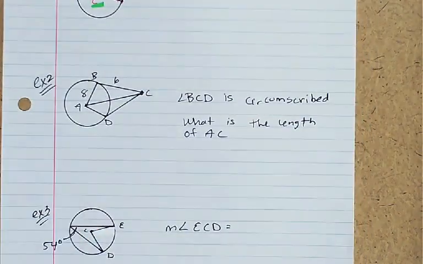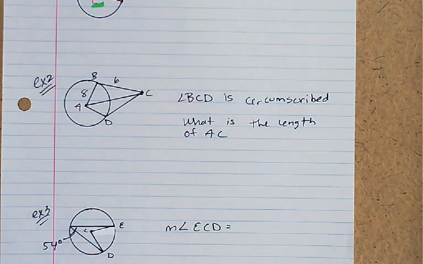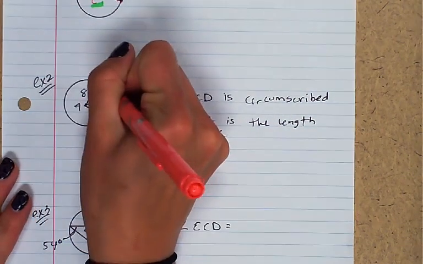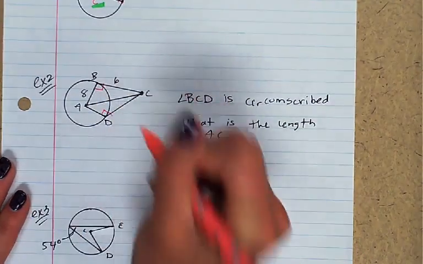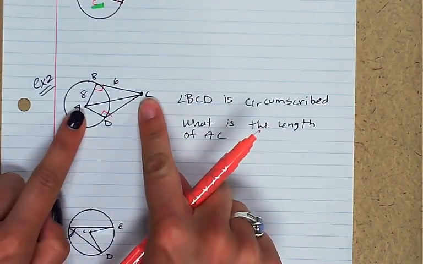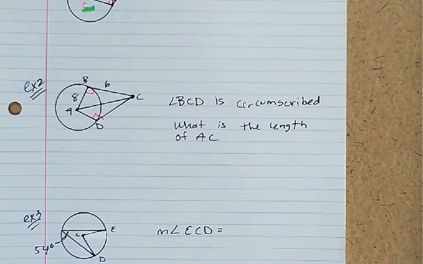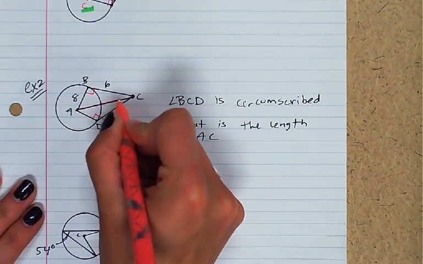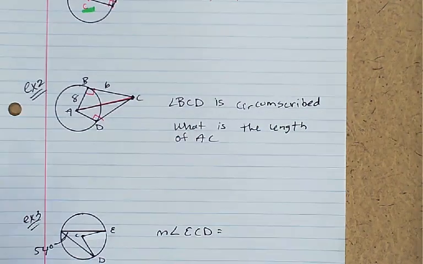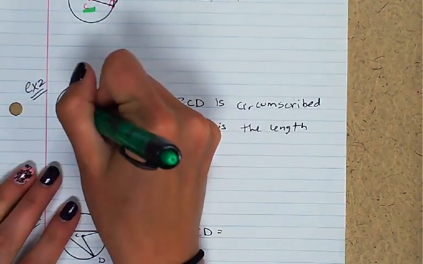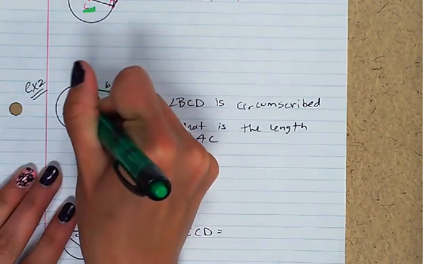So looking at the second example, it says angle BCD is circumscribed. So we know already, like I said, these boxes right there are right angles, and angle A and angle C have to add up to 180 degrees. It says, what's the length of AC? So you'll notice when we have that, now we have this right triangle here.